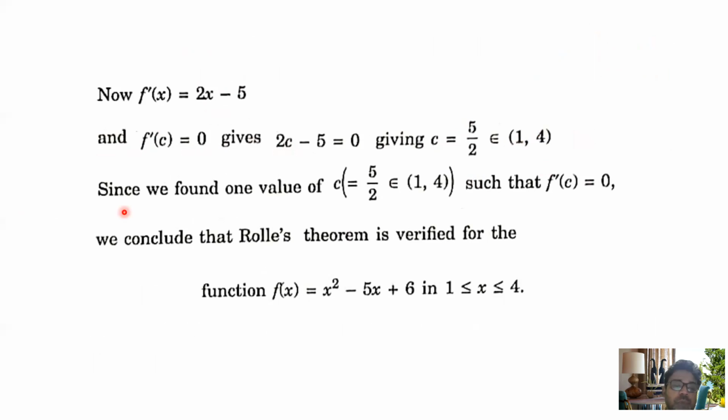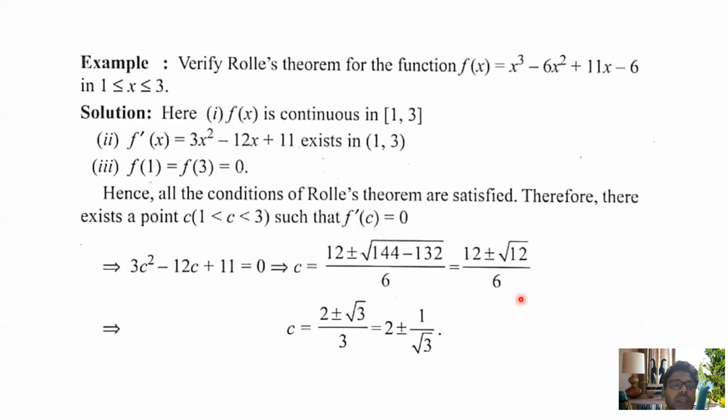Okay, since we found the one value of c, that is 5 by 2, belonging to this interval, such that f dash c equals 0, we conclude that Rolle's theorem is satisfied for the function fx equals x square minus 5x plus 6 in 1 less or equal to x less or equal to 4. So this type of question you can see in your question paper. Next question.